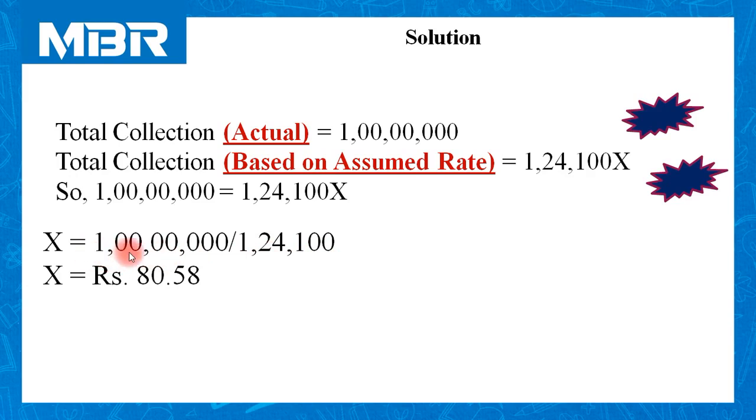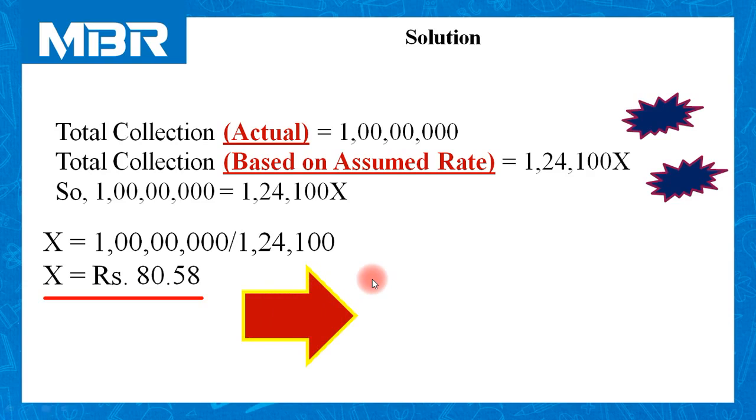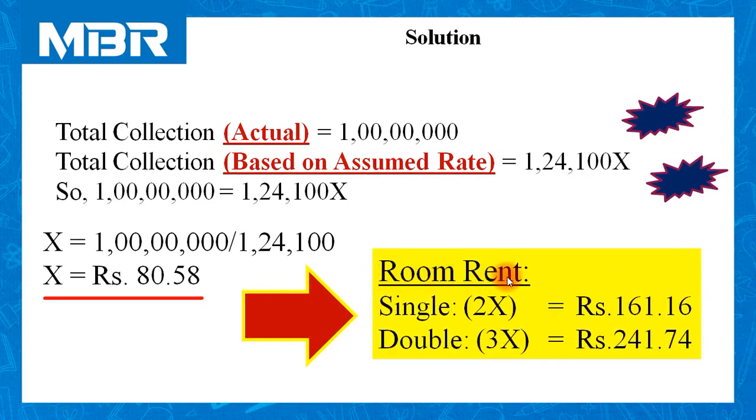So division of 1 crore by 1,24,100 results in rupees 80.58. So we can say that the value of x is rupees 80.58. Now using this x equals rupees 80.58, we need to calculate room rent.